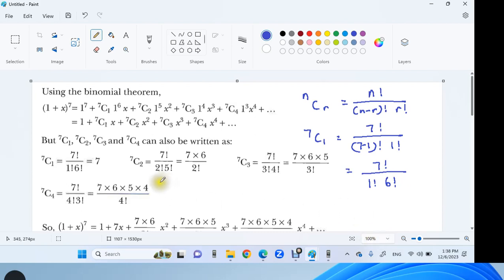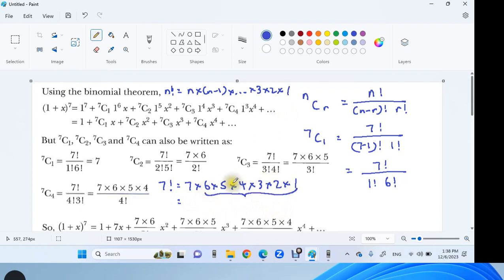Okay, we know that 7 factorial is actually 7 times 6 times 5 times 4 times 3 times 2 times 1 and so on. This is the definition of factorial. So n factorial is actually n times (n minus 1) multiplied until 3, 2, 1. And 6 times 5, 4, 3, 2, 1 and so on is actually 6 factorial.